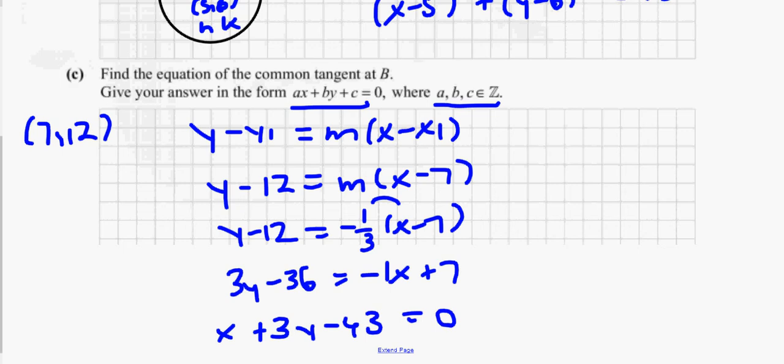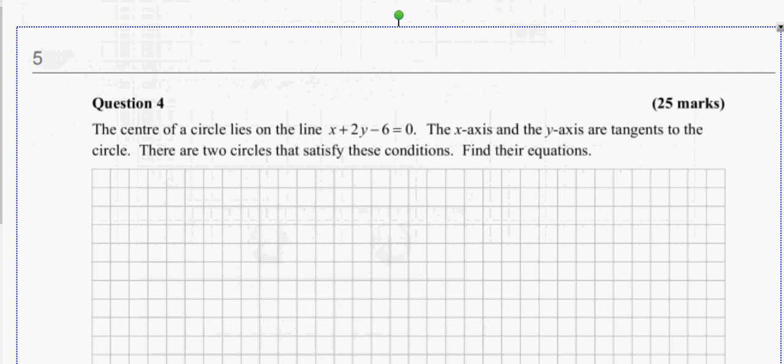All right, let's keep going. This one. The center of the circle lies on the line x plus 2y minus 6 equals 0. The x-axis and y-axis are tangents to the circle. There are two circles that satisfy these conditions. Find their equations.